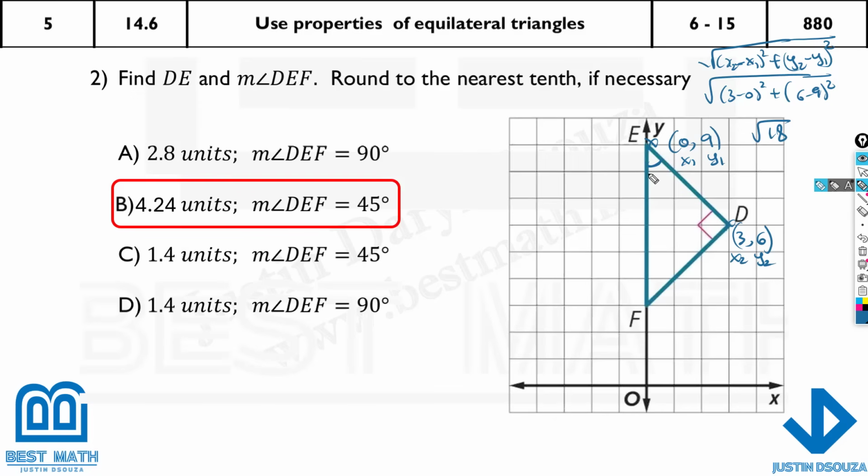But how to exactly find this angle? Now I have found this side. Now let us find the distance here and here. You will find that is also square root 18. You can do it. Why? Because the coordinates are 0 and 3. Isn't it? And now the distance over here is the same.